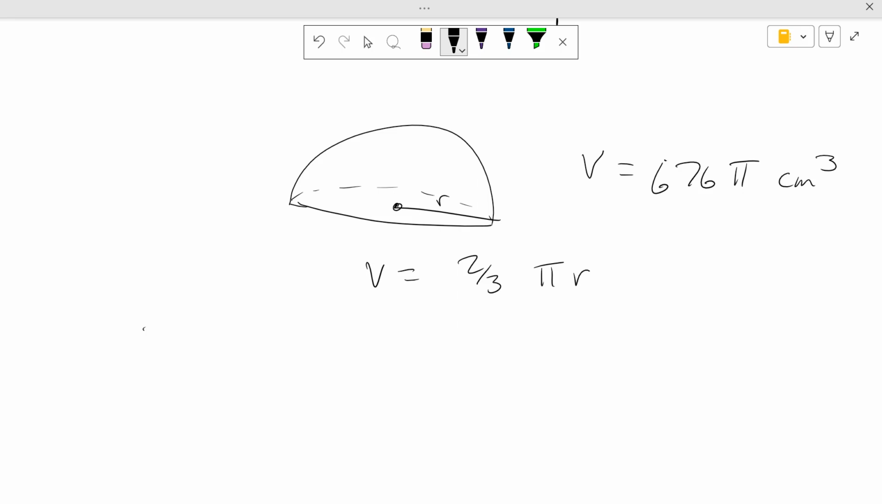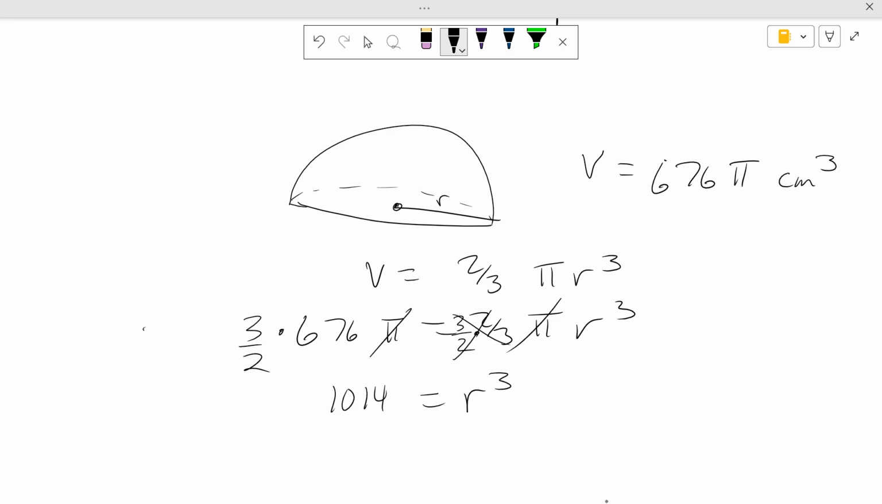2/3 pi r cubed. Because a sphere is 4/3 pi r cubed, so a hemisphere would be half of that, so it's 2/3 pi r cubed. So 676 pi equals 2/3 pi r cubed. First thing I can do is do what to both sides? Cancel out pi. It's gone. And then I got to get rid of my 2/3 by multiplying each side by 3/2. Those cancel on that side. So take 3/2 times 676. What do we get?